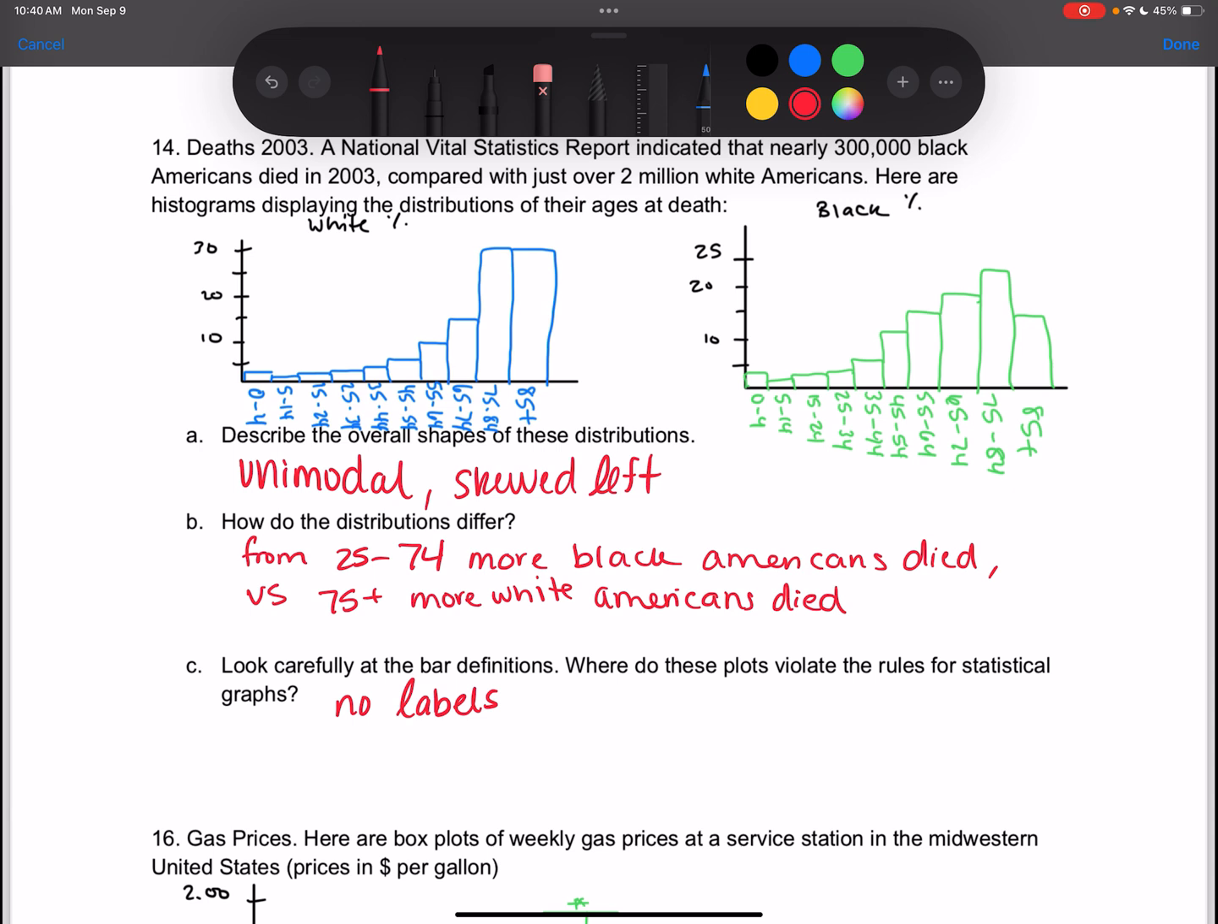What do you notice about the ages? They're not spread out uniform. Like it goes 0 to 4 and then 5 to 14. Not even. All the gaps should be the same. And then 85 plus, that could be somebody up to 110. You don't know. So, no labels. The span of years is not constant, because we have 0 to 4, then 5 to 14, and then 85 plus.